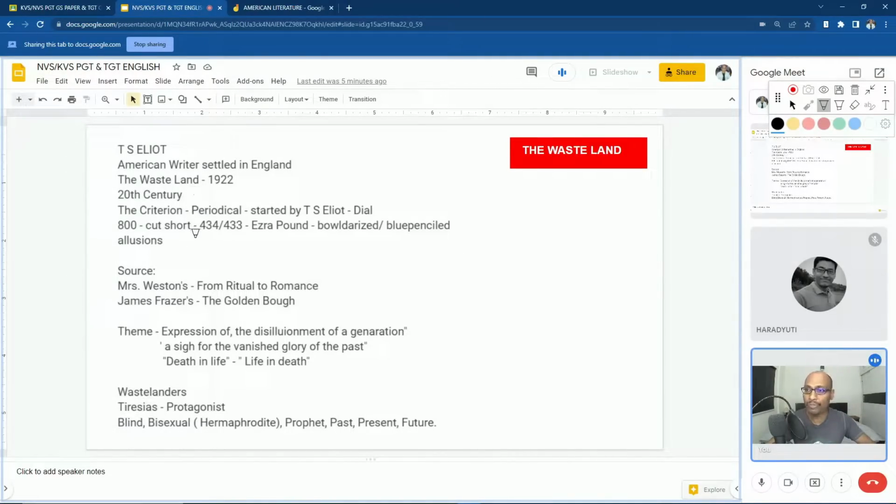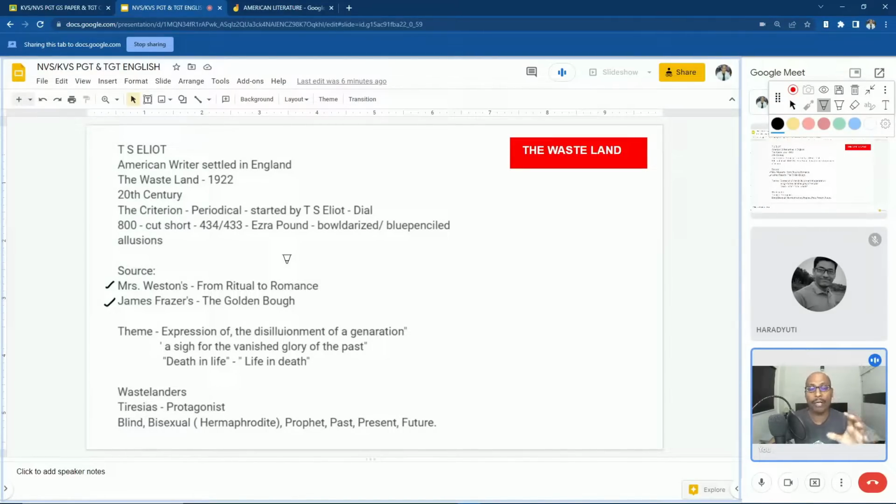So the source for T.S. Eliot's The Waste Land is Mrs. Weston's From Ritual to Romance. So this book is one of the sources for T.S. Eliot to write this poem. And another source of this poem is James Frazer's The Golden Bough. So these two are the books or sources for T.S. Eliot to write The Waste Land.